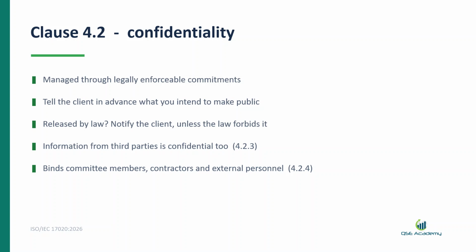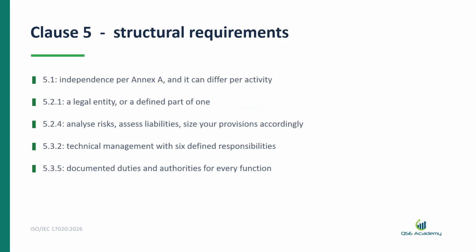4.2.3 catches people. Information about the client obtained from other sources, a complainant or a regulator, for example, is also confidential. And 4.2.4 extends the obligation to committee members, contractors, personnel of external bodies, and anyone acting on your behalf, not just employees. Clause 5, structural requirements. 4 things to take away. 5.1 sends you to Annex A for independence, and the note allows different types for different inspection activities.